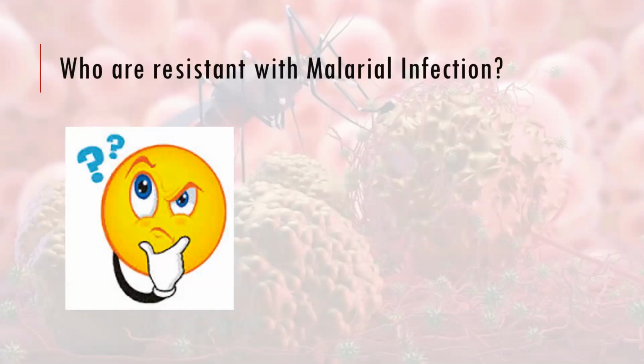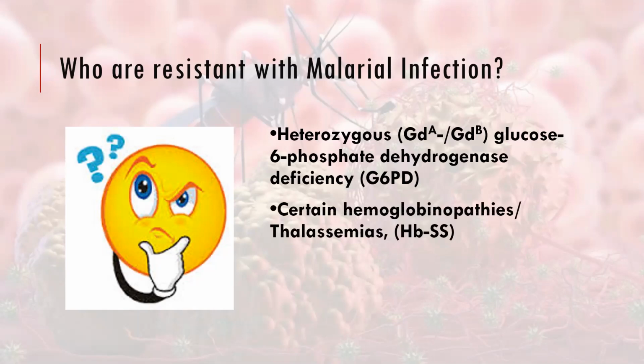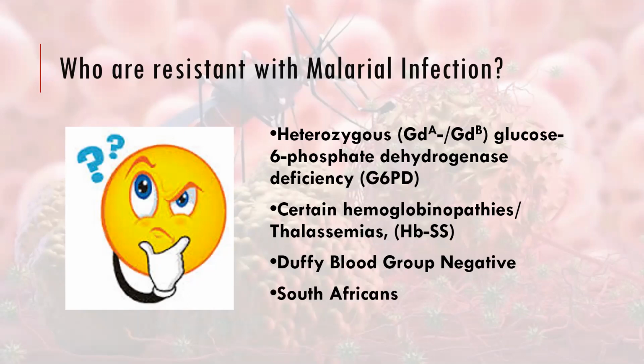Who are resistant with malarial infection? O, syempre, meron namang ligtas sa kamatayan ng dahil sa malaria. Sino-sino yung mga ligtas sa kamatayan ng dahil sa malaria? Number 1, yung may mga G6PD. Okay? Huwag nang mainggit. Number 2, yung may mga thalassemias or hemoglobinopathies and Duffy blood group negative. And of course, South Africans. Puro na sila dyan. Huwag na tayong mainggit.